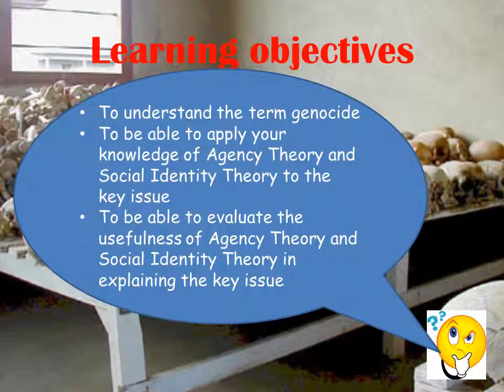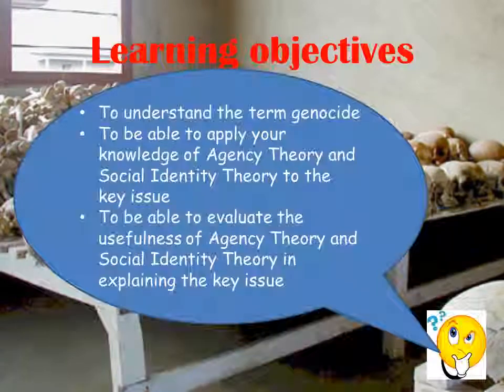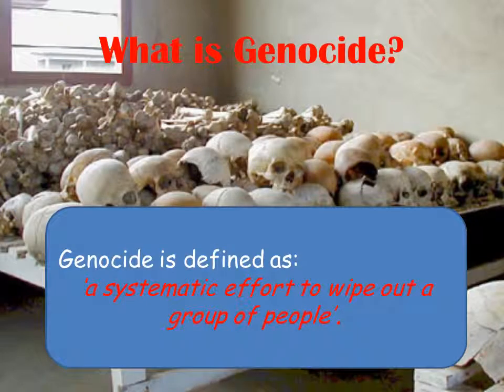Now, you need to be able to understand and define the term genocide. You need to be able to apply knowledge of agency theory and social identity theory in order to be able to explain genocide, and you also need to be able to evaluate the usefulness of these when explaining the key issue. So firstly, what is genocide? Well, genocide is defined as a systematic effort to wipe out a group of people.